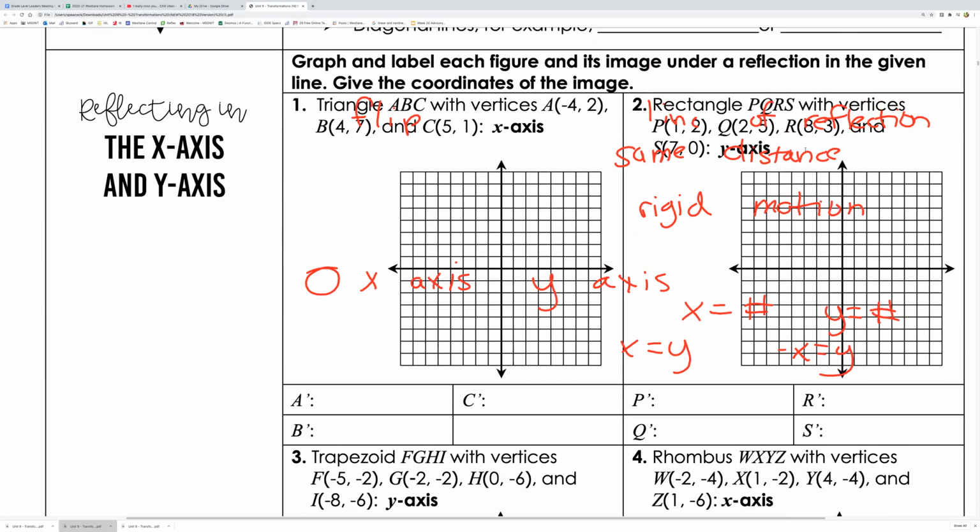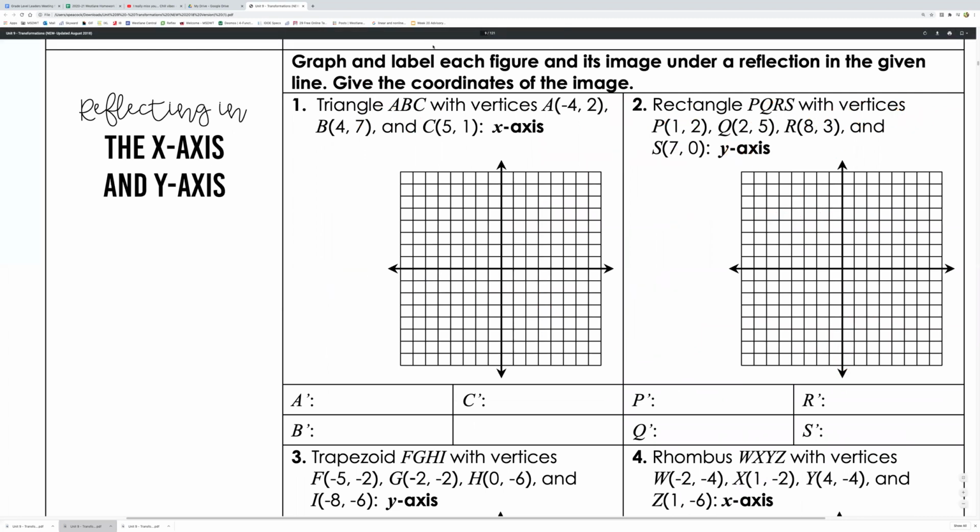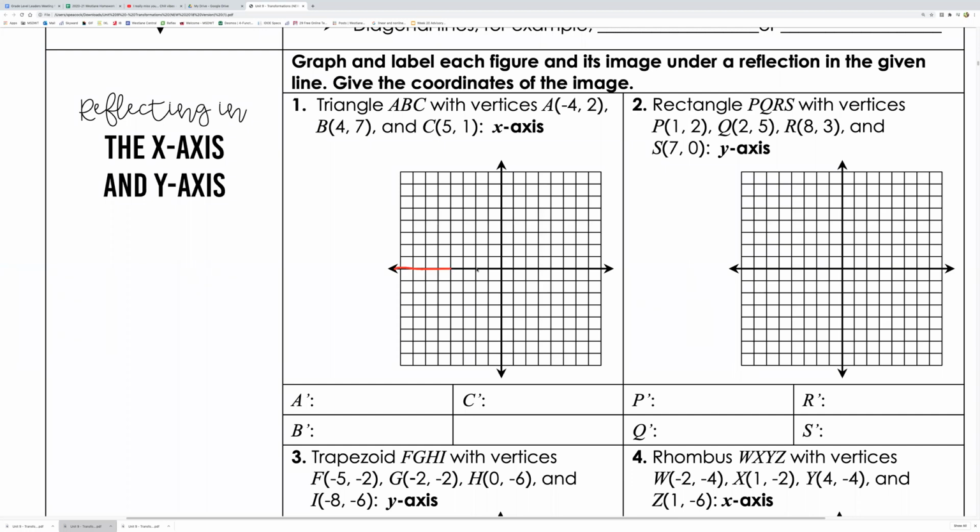Let's try one over the x-axis and one over the y-axis. So just as a reminder, this is our x-axis, and this is our y-axis. We have to plot the triangle ABC, so that would be -4, 2.